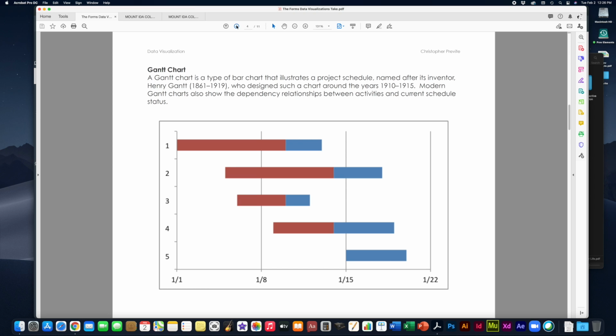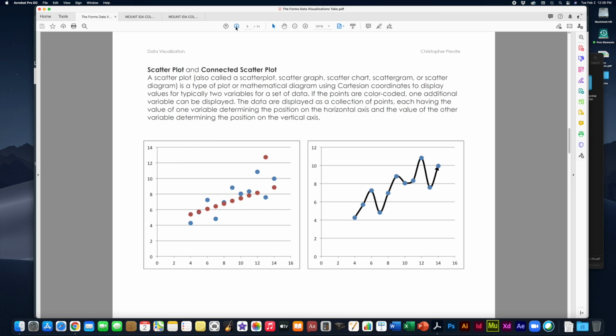So modern Gantt charts also show the dependency relationship between the activities and the current schedule status. These tend to be used when tracking information over time. Again, we have a vertical axis that shows numerical information. We have a horizontal axis that in this case is showing dates: January 1st, January 8th, January 15th, and so on. And you can see that the information, whatever this might be, spreads over time in a linear, almost timeline fashion, which, if you're familiar with animation or motion graphics, you understand works horizontally from left to right as well.